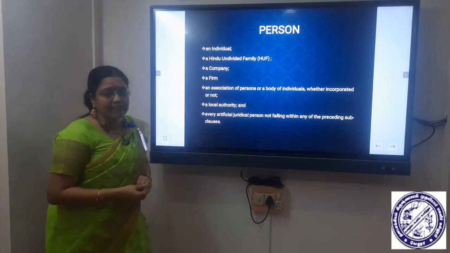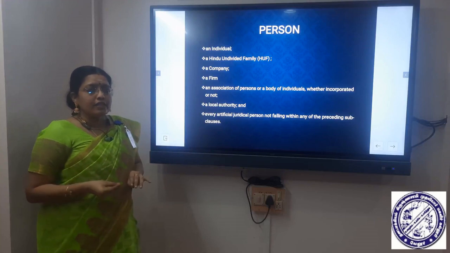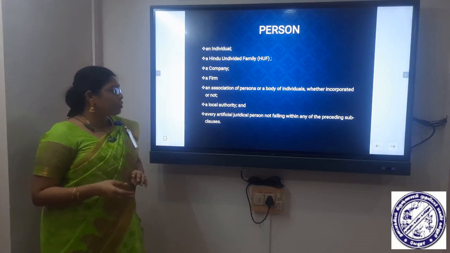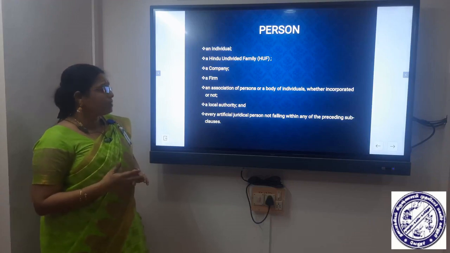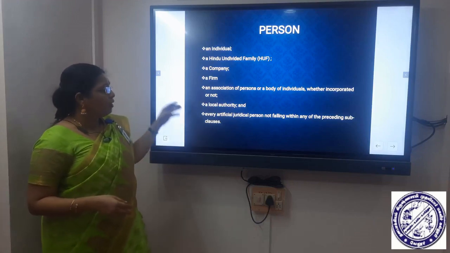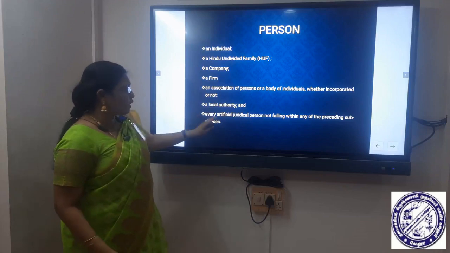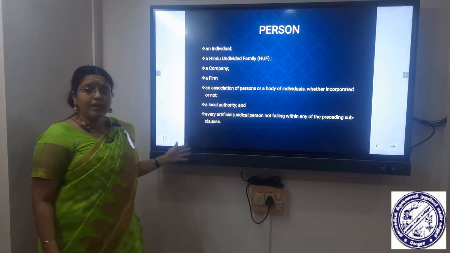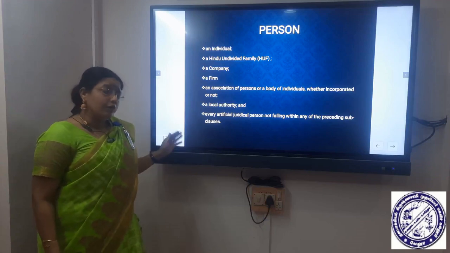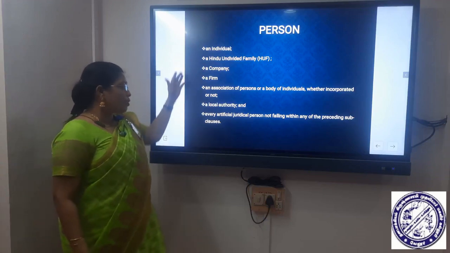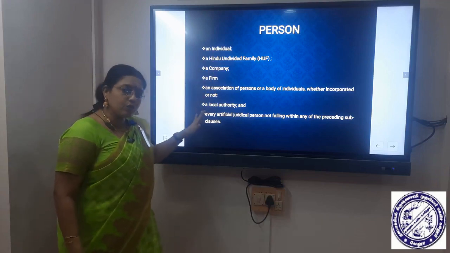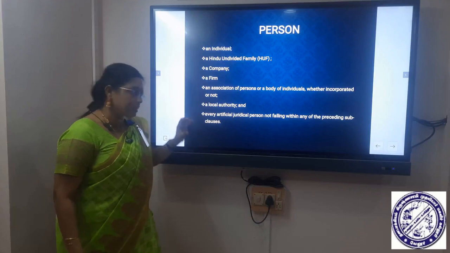Next one is local authority. For the local authority, we have councillors like that. Local authority is also one of the important terms in person. And next one is artificial juridical person. For example, in Tamil Nadu we have LIC as one of the artificial juridical persons, and it is all included under person. So persons have to follow all the rules for person. They only mention the word person.